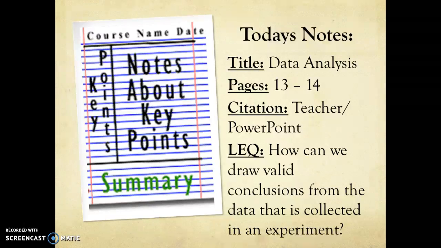You're going to want to set up pages 13 and 14 for Cornell notes, so set up your two columns. At the top of the page, you should have the title, again, Data Analysis. Below that, you should write the LEQ. How can we draw valid conclusions from the data that is collected in an experiment? If you are an AVID and you need to write a citation, it can either be teacher or PowerPoint. And make sure on page 14 you leave some space for your summary.